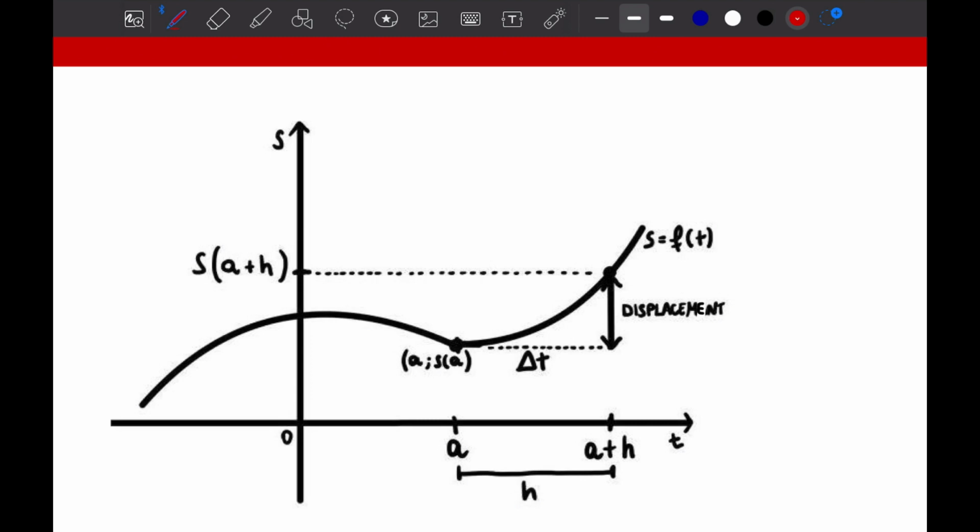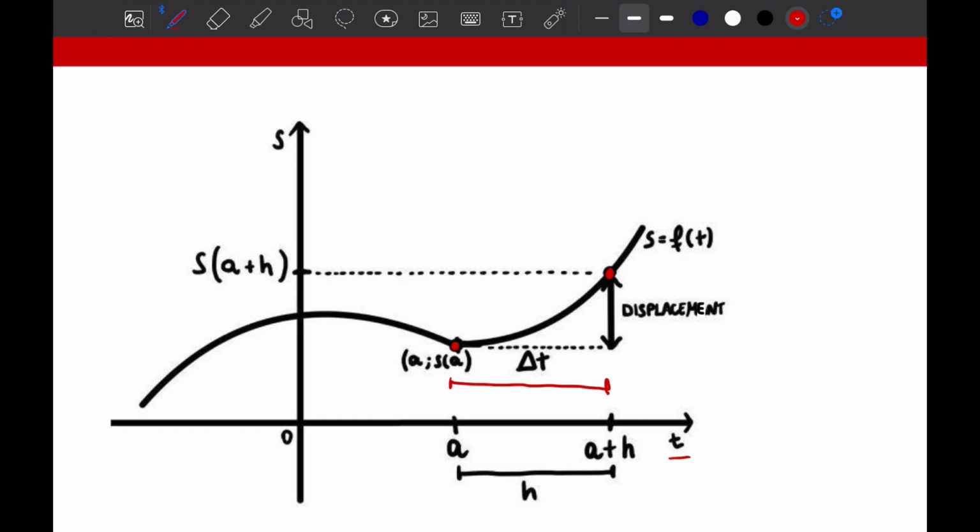So let's say that this is our S, a function of time, dependent on time. Here we have t, and we are considering 2 points. This first point has x coordinate a, and then s of a as the y coordinate, and after a certain amount of time has elapsed, so after a certain delta t, we now have another point. So the object has another position, of course.